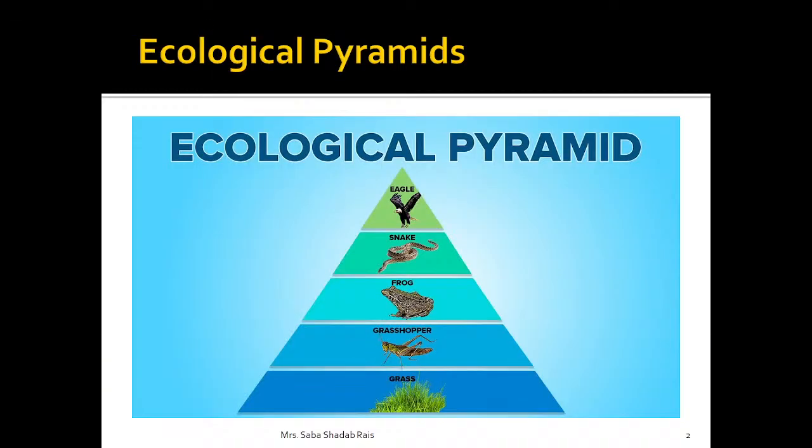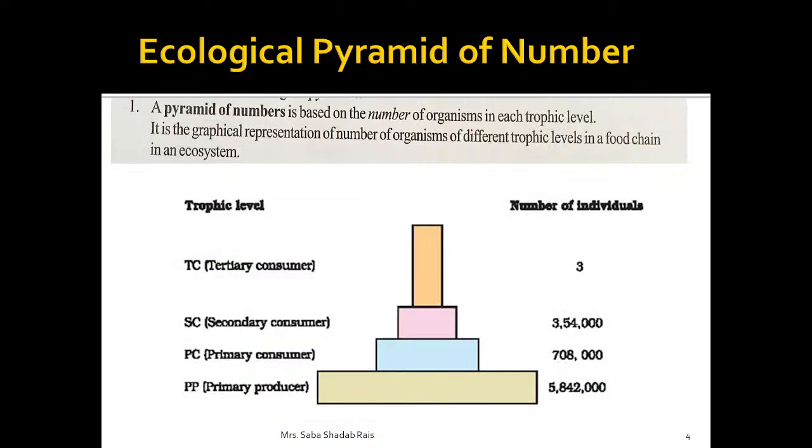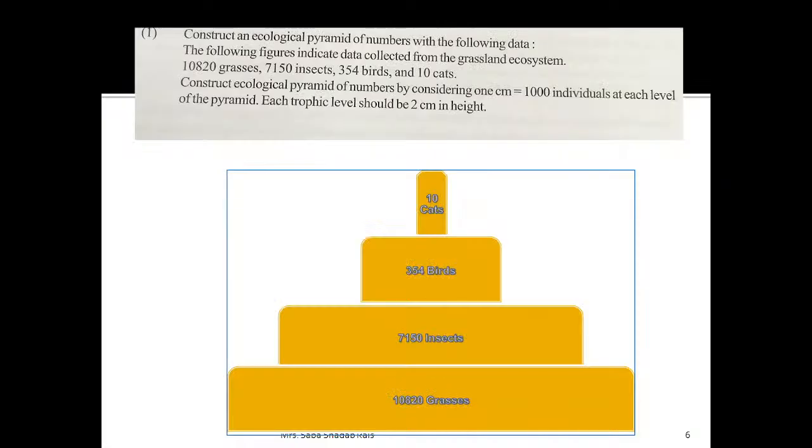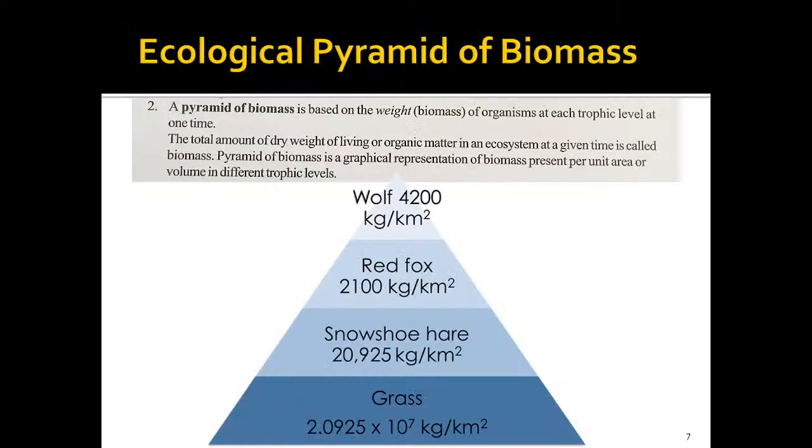Ecological pyramids we have seen are of three types. One is the pyramid of number, which is made on the basis of the numbers of organisms on each trophic level. So here, in the food chain, the primary producers are always more, then primary consumers are less, secondary consumers are less, and tertiary consumers are the least in population. Why? Because only 10% of energy passes from one trophic level to the next. This is your laboratory exercise: construct an ecological pyramid of number with the following data. This we have done in the regular practical.